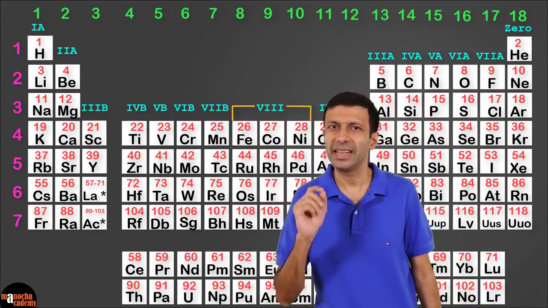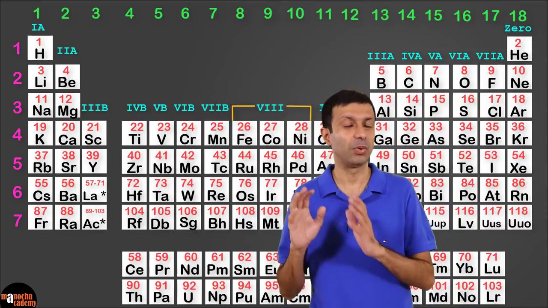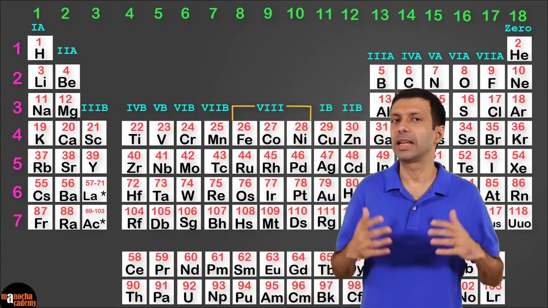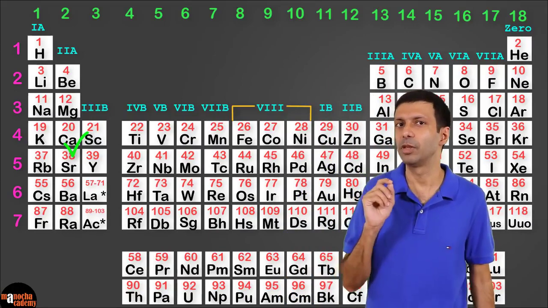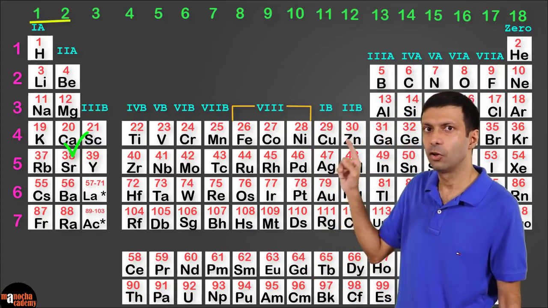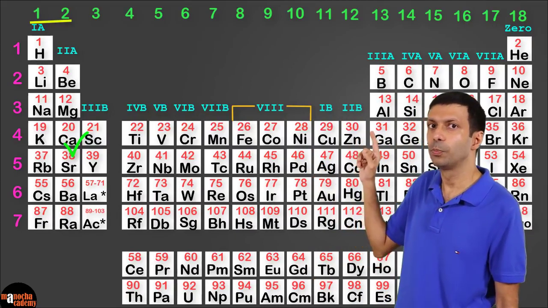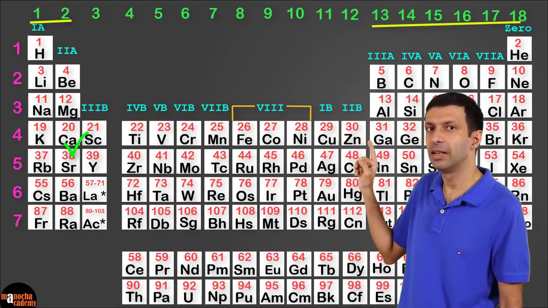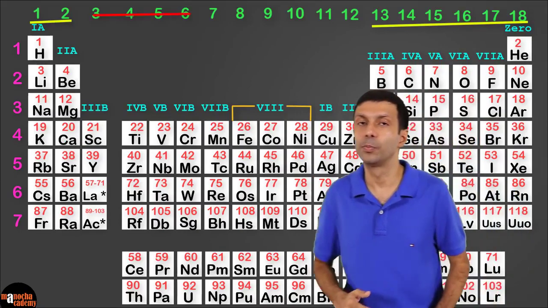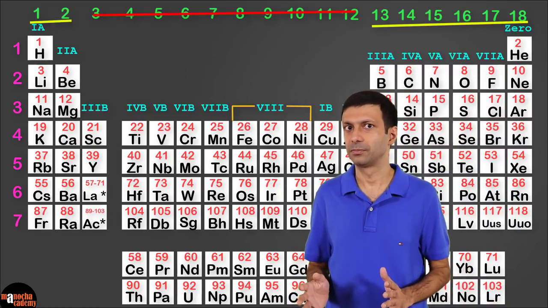Now I can teach you an easy trick to remember the mapping between the new and the old scheme. Basically, you have till calcium in your syllabus, element number 20. So if you take a look, you have group 1, group 2, and then group 13, 14, 15, 16, 17 and 18 in your syllabus. You don't have the groups from 3 to 12.